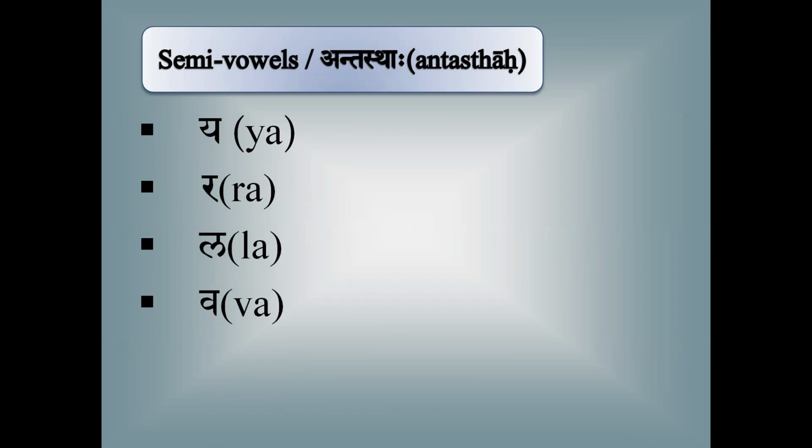Why they are called semi-vowels? Because they are in between the vowels and the consonants. That's why it is called semi-vowels. Ante tishtati iti antastaha. In between. They cannot be classified as vowels or consonants. Therefore, in between, antastaha. So, Ya, Ra, La, Va. These are the 4 semi-vowels.